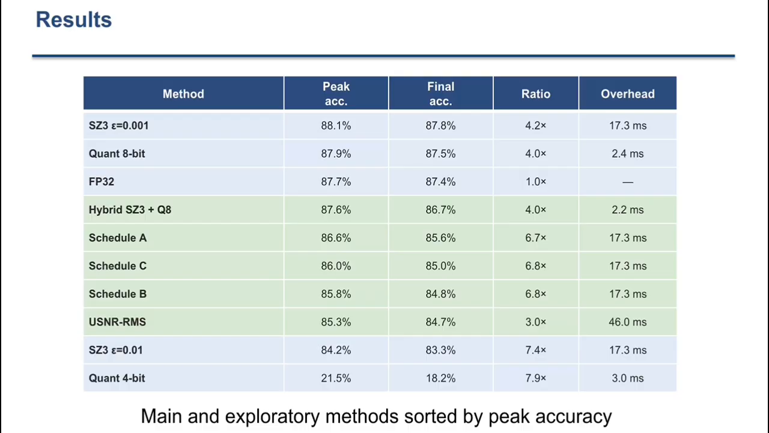This table compares main and exploratory methods. The strongest accuracy still comes from main methods: SC error bound 0.001, 8-bit quantization, and floating point 32. The scheduled methods reach higher compression, around 6.7 to 6.8 times, but with lower accuracy. The hybrid method preserves accuracy, but its ratio stays close to 8-bit quantization, so there is no real gain. USNR-RMS is stable, but it has lower compression and higher overhead, so it is not useful. So more adaptive methods were not automatically better in this setup.